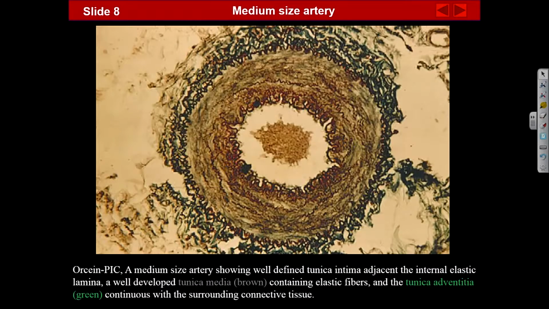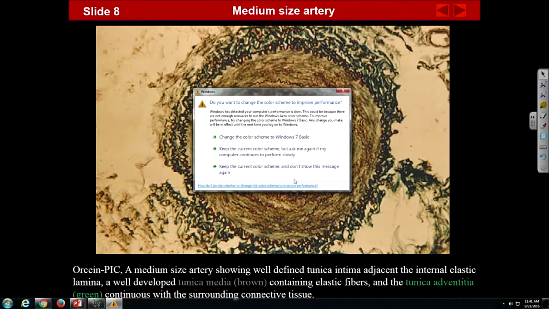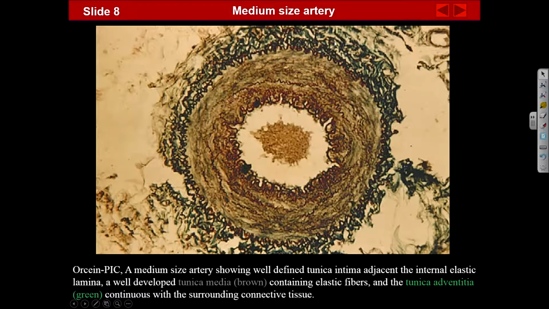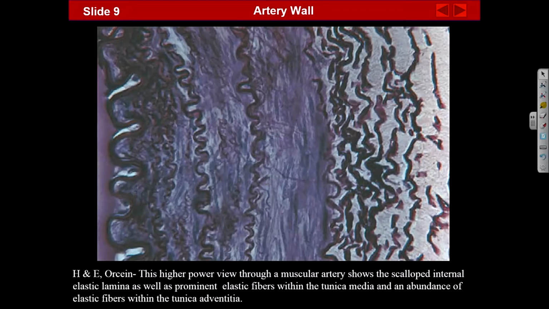So here's a medium-sized artery. So the intima, media, and adventitia out here. You can see the internal elastic lamina. You can kind of make out the external elastic lamina here. Okay. Getting to higher magnification. So here's the lumen, internal elastic lamina, media, external elastic lamina, adventitia.